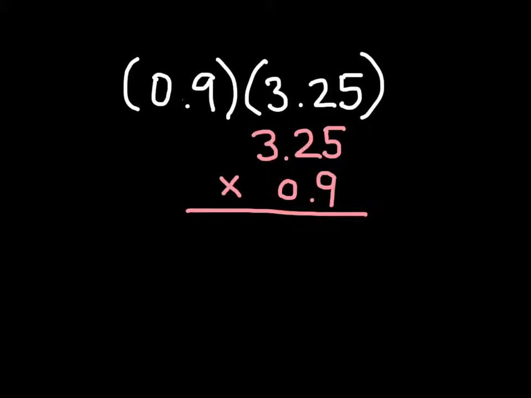All right, so let's count the places in our factors. How many places are there? That's right, there are 3. 2 in the first one, 1 in the second. So my answer needs to have 3 decimal places.